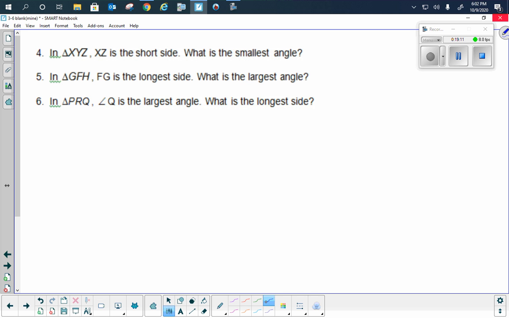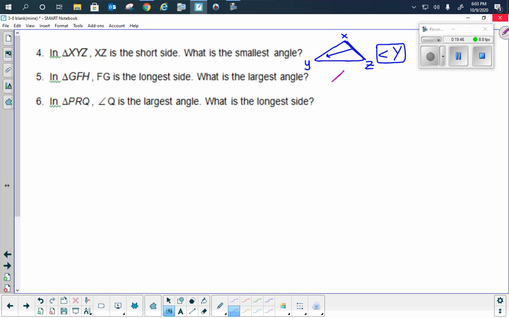So in 4, if I've got triangle XYZ, I'll just draw that real quick. There's XYZ. Those are all supposed to be capital letters. If it says XZ is the short side, that's this side, right? This side here that I'm emphasizing. So if XZ is the shortest, well, then the smallest angle is across from it. You would be telling me angle capital Y.